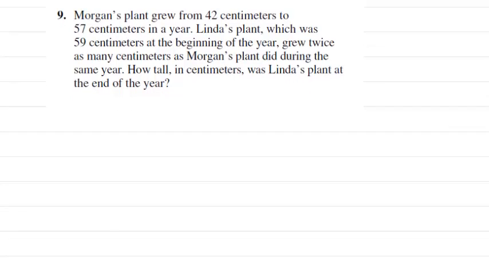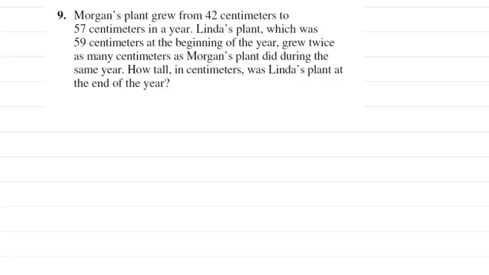Here's a problem from College Board's 2007 practice test. Morgan's plant grew from 42 centimeters to 57 centimeters in a year. Linda's plant, which was 59 centimeters at the beginning of the year, grew twice as many centimeters as Morgan's plant did during the same year. How tall in centimeters was Linda's plant at the end of the year?